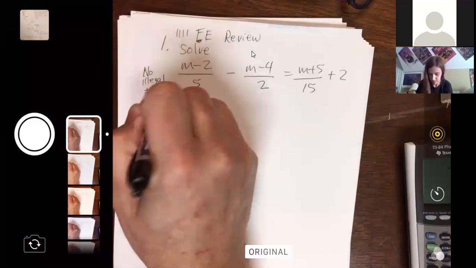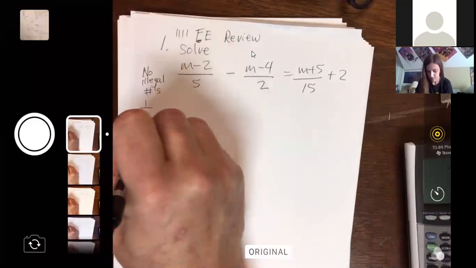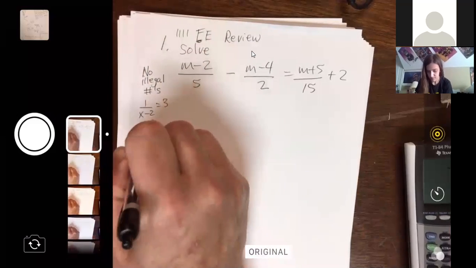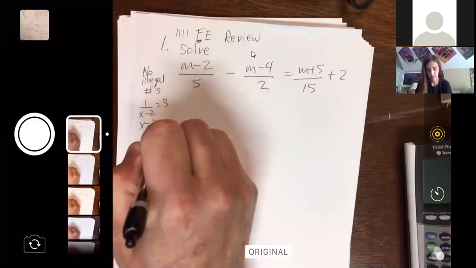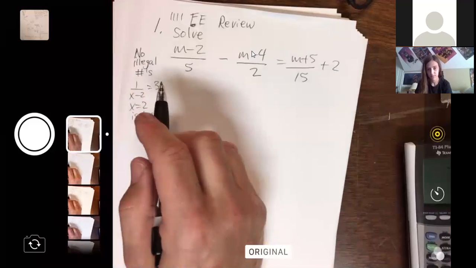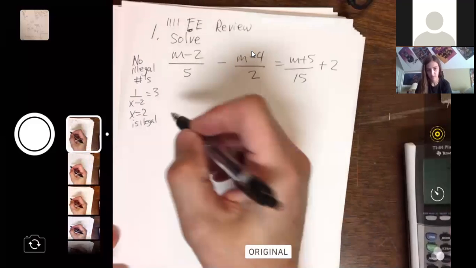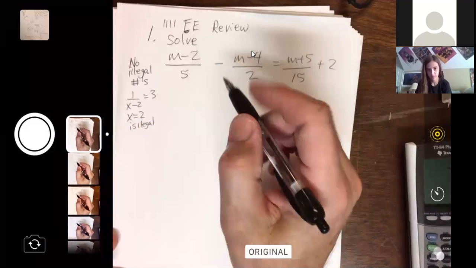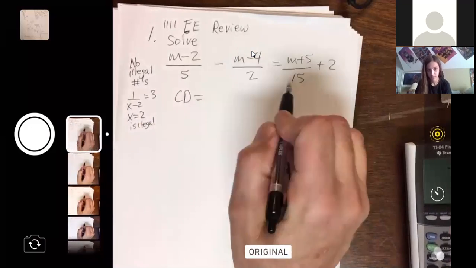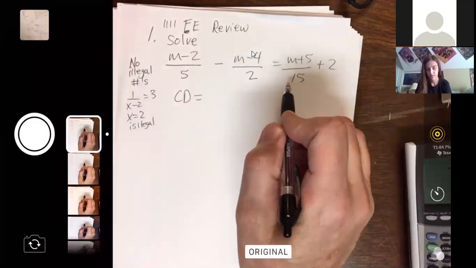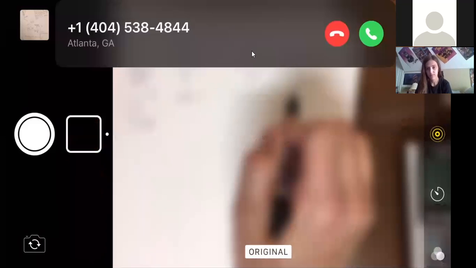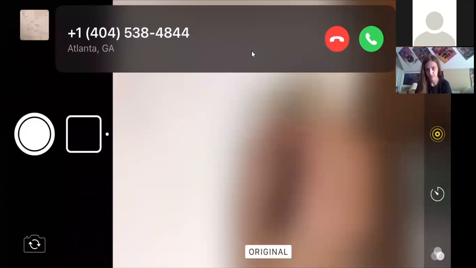If you remember from the very first, if you had an equation like 1 over x minus 2 equals 3, then x equals 2, if it comes up, is illegal, and you've got to watch for that, but it doesn't occur on this. So what we're going to do is clear the fractions, multiply by the common denominator, which 2 doesn't go to 5 or 15. Usually start with 15, the largest one, and double it or triple it. So if I double it to 30, 5 goes into 30.